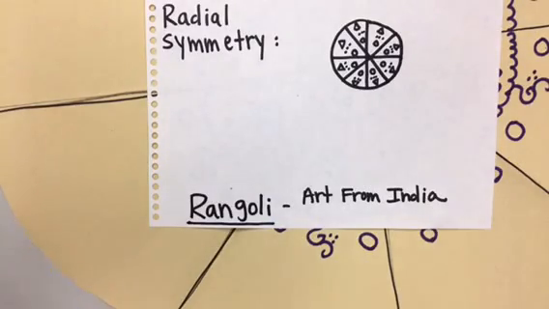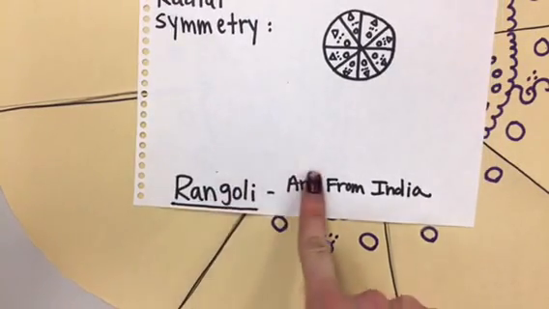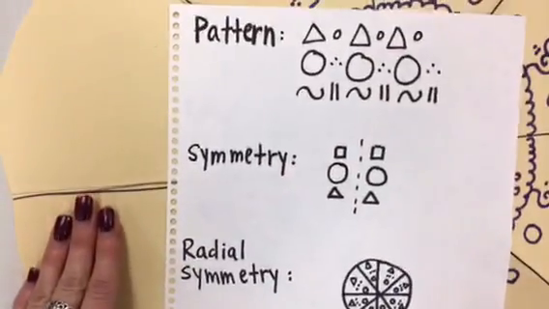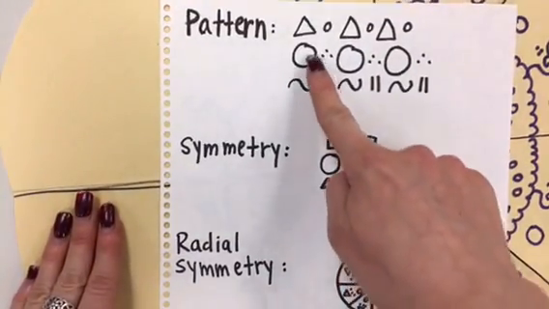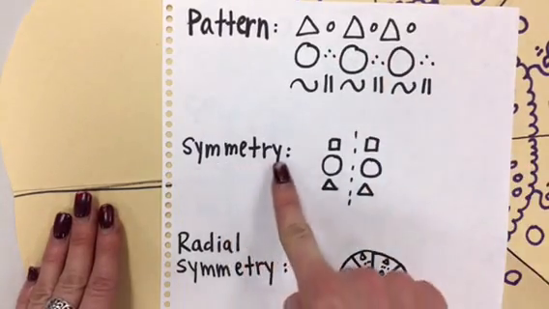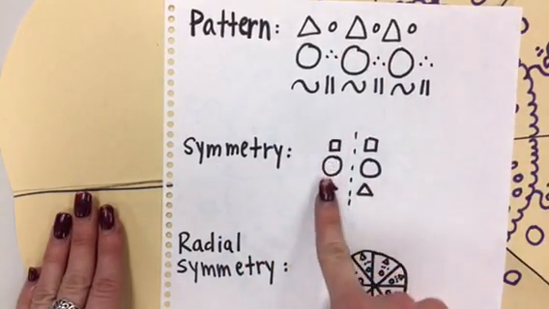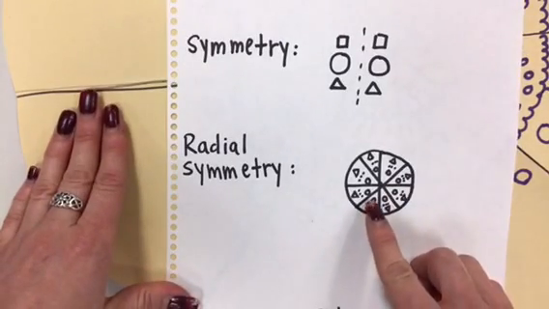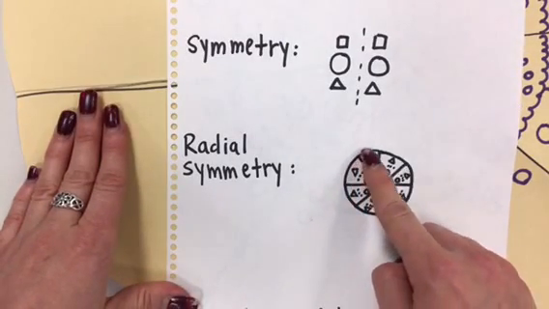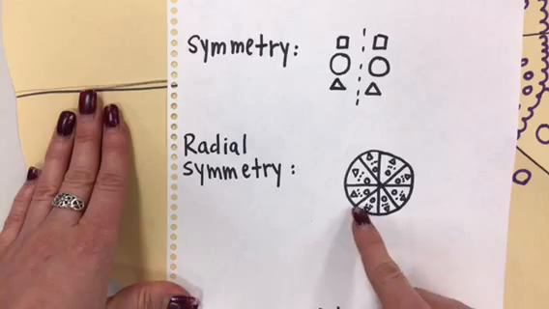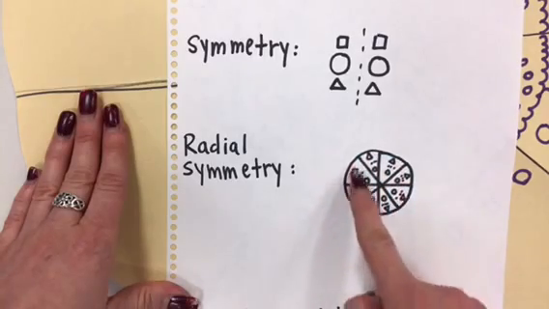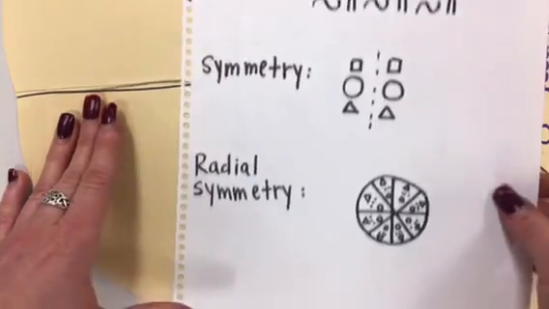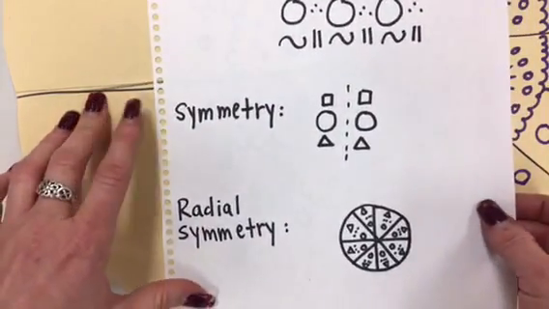Okay everyone, now that we've learned about the art word Rangoli, which is a special type of art from India, we have learned about 3 new art words. We learned about patterns, repeating lines or shapes. We learned about symmetry, when objects are the same on both sides. And radial symmetry, which means lines and shapes are the same on all parts of a circle going around. That means radial, going around in a circle. So those are the 3 things we're going to use to build our Rangoli designs today.